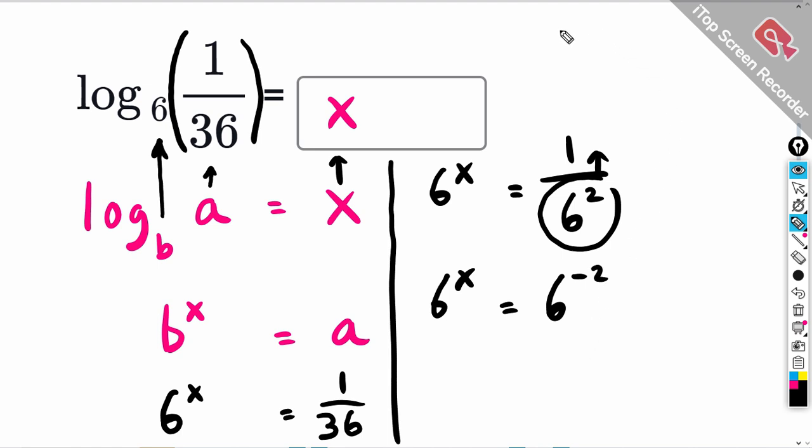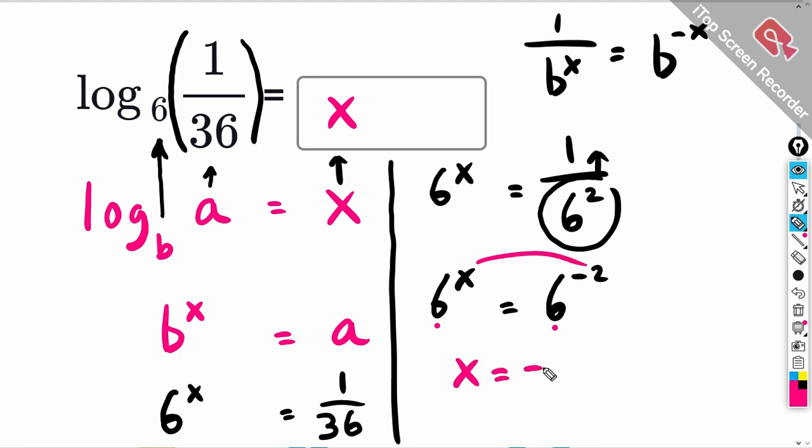Recall if you have, let's say, 1 over b to the power of x, and you take this and shift it into the numerator, that becomes b to the power of negative x. You just change the plus minus sign on the exponent. So that's all I did here. 1 over 6 squared is equivalent to 6 to the negative 2. And now that I have matching 6's on both sides, I can simply equate the exponents, and we have x equals negative 2.